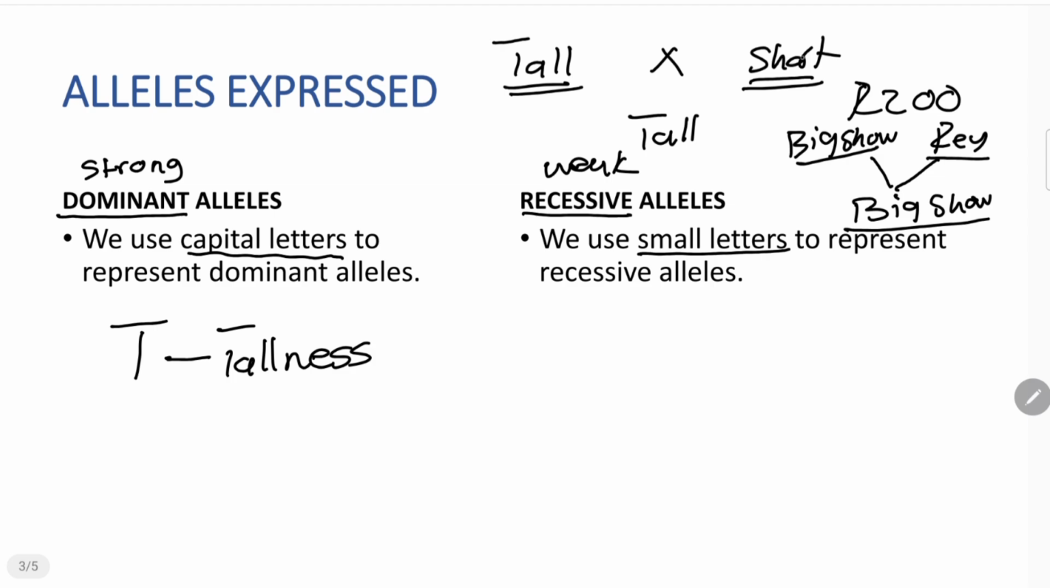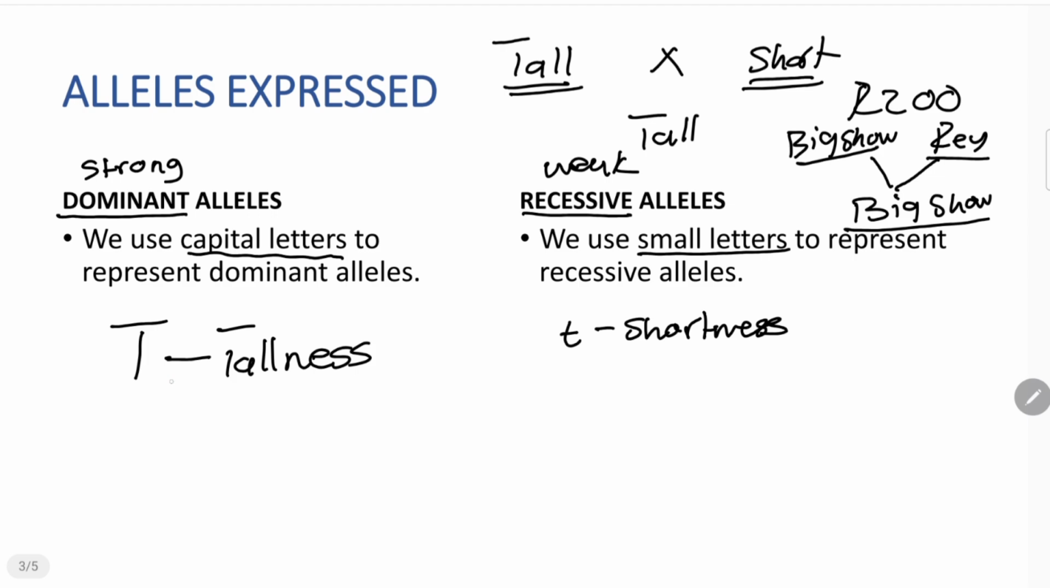But which letter do I choose to represent shortness, which is our recessive trait? Now I'll see that the word short simply starts with an S. But it is not allowed for me to represent the allele for shortness as small letter s. It is not allowed. We are going to use the small letter of the capital letter that we chose to represent the dominant characteristic. So since we chose capital letter T to represent tallness, we are simply going to use small letter t to represent shortness.